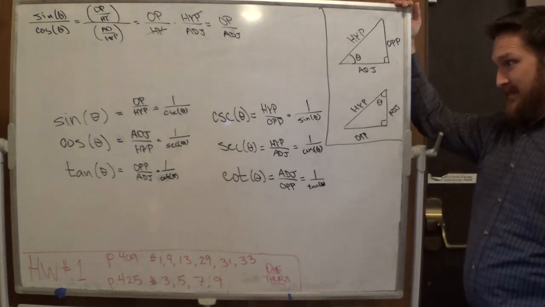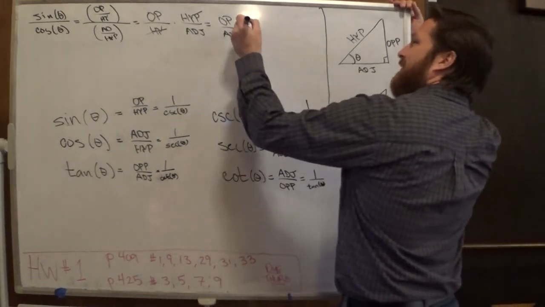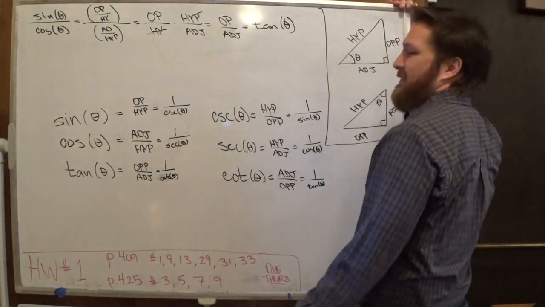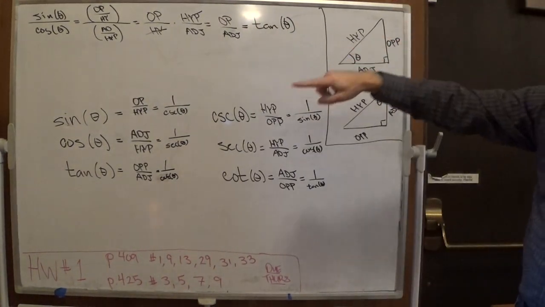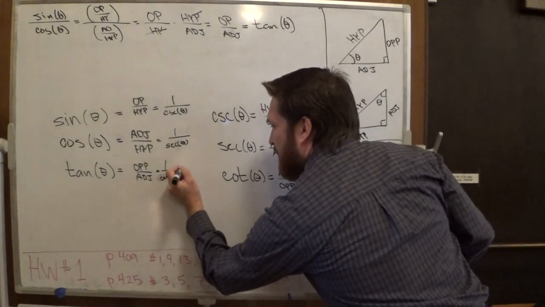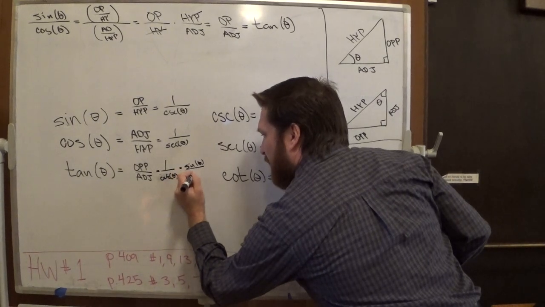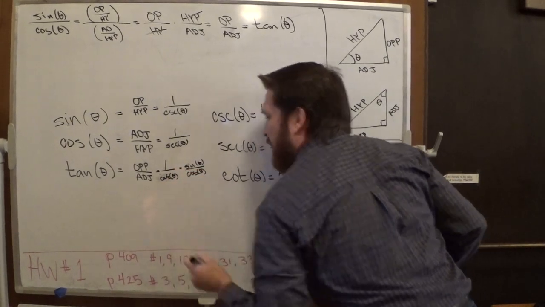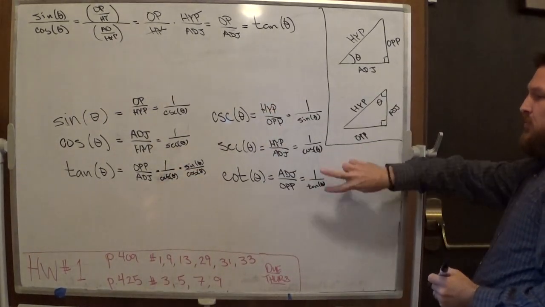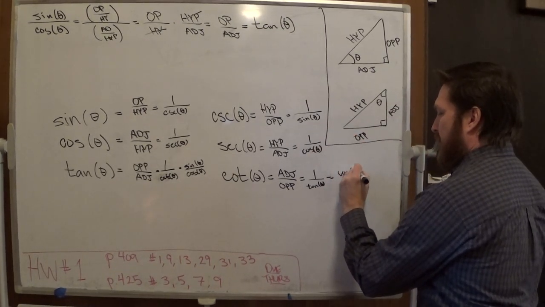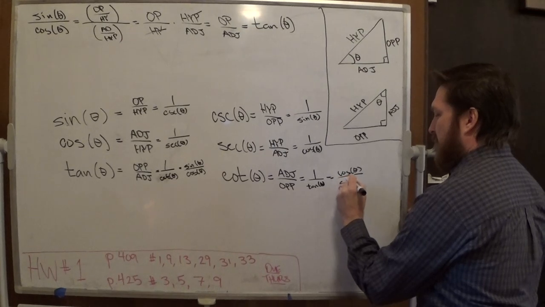It's on there. Find it. Tangent. It's just tangent. Interesting. So, tangent is the same thing as sine theta over cosine theta. Therefore, since that's just 1 over that one, this is just cosine theta over sine theta.